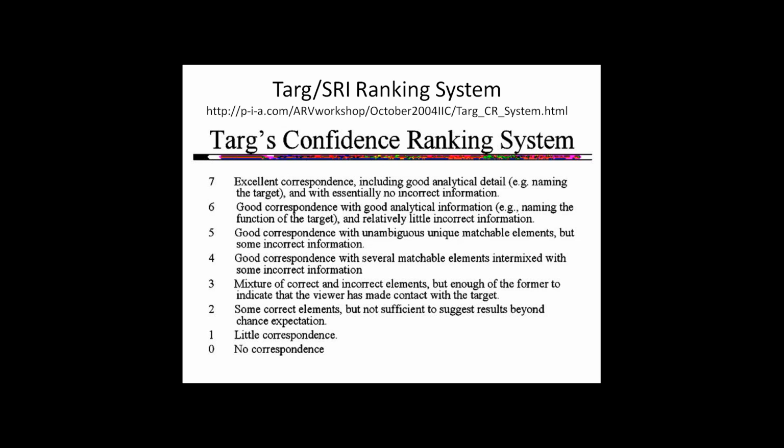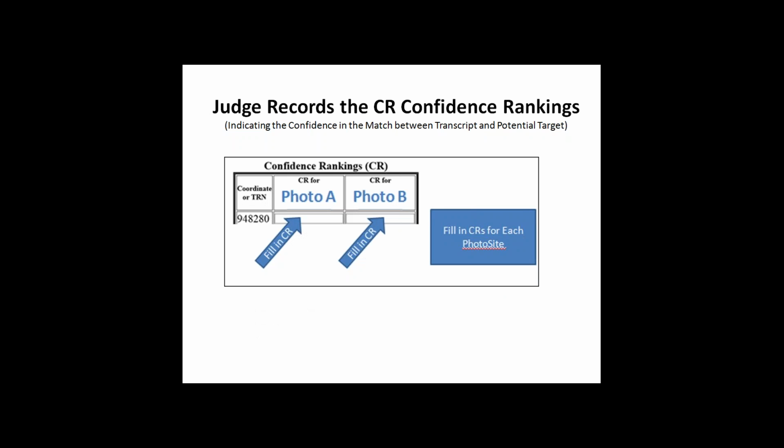Okay. So that's the Targ system. Now, we've been using 3.5 as being wagerable. Judges often find themselves between a 4 and a 3, but they feel there is enough that, yes, there was contact made, and so we use 3.5 as our being wagerable for personal predictions. And then in all of the forms, one way or another, you do this for whatever your coordinate is, and you need to record what the confidence ranking is for the photo site A and what the confidence ranking is for photo site B. And that gets filled in.